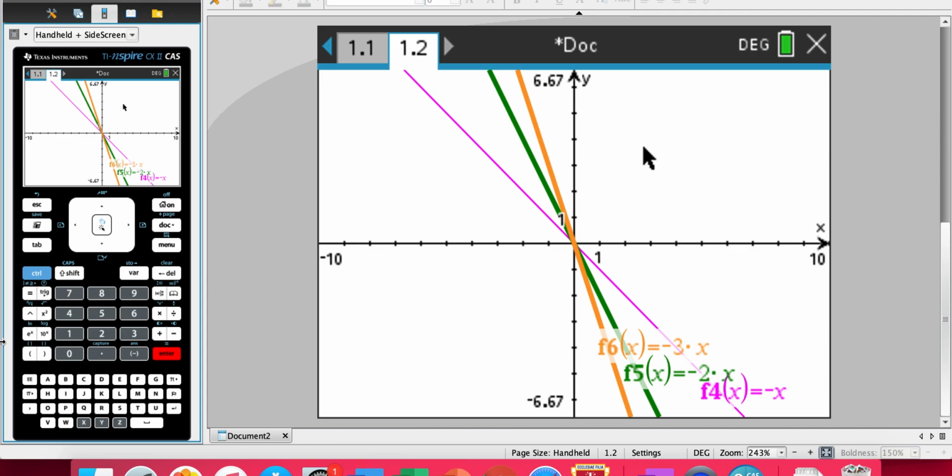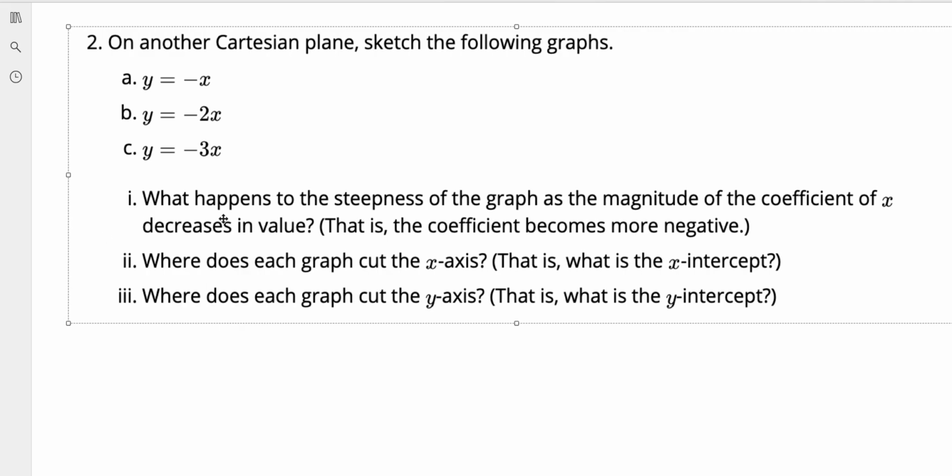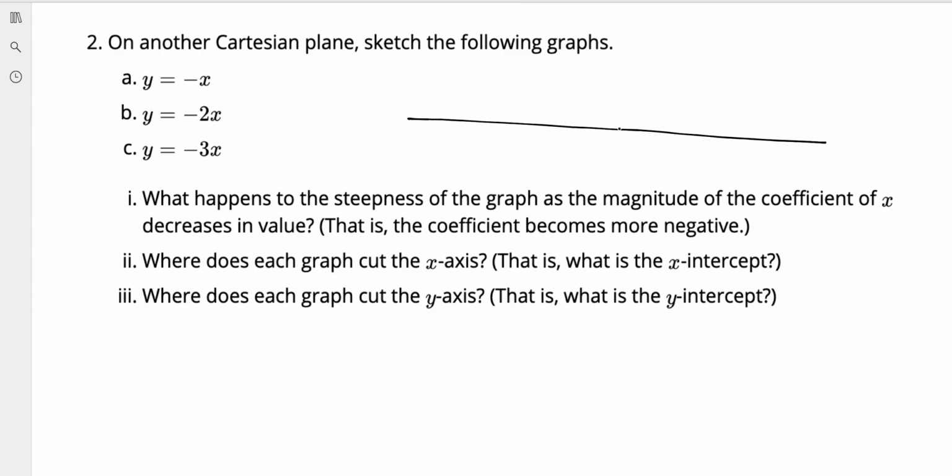So now the question is, what happens to the steepness of the graph as the magnitude of the coefficient of x decreases? That is, that the coefficient becomes more negative. So I'm going to do a number line here because I know that sometimes we do get confused. So number lines. Let's go back to the basics.